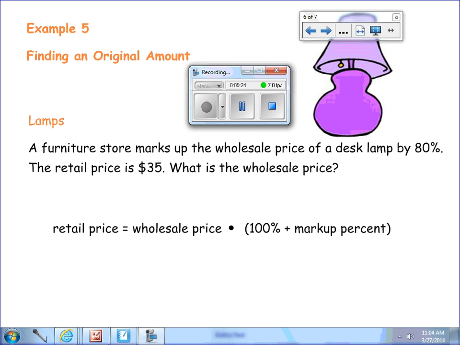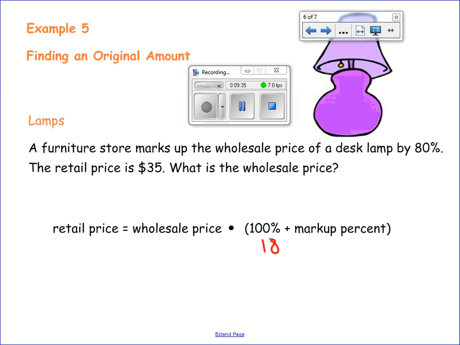But in order to determine, you're going to have to determine how much he bought it for. So we're trying to determine how much he bought it for. So it's 100% plus the markup, which is going to be 180%, because 100% is how much he paid for it plus the 80%. So it's 180% that we're going to multiply times the wholesale price, but we don't know what that is. But we do know that the retail price was $35. We're trying to determine what x is. So we have 35 equals, I'm going to go ahead and change that to 1.8x.